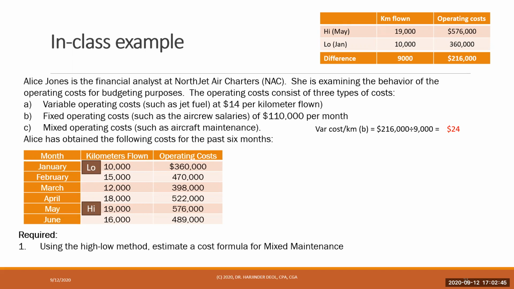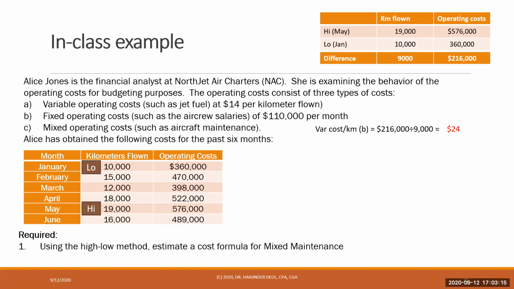Use this information and plot it back into either row. I think January will be easier for us because it's a nice round 10,000 kilometers. So in the month of January, if each kilometer flown has a variable cost portion of $24 for 10,000 kilometers, 24 times 10,000 works out to $240,000 of total variable costs.